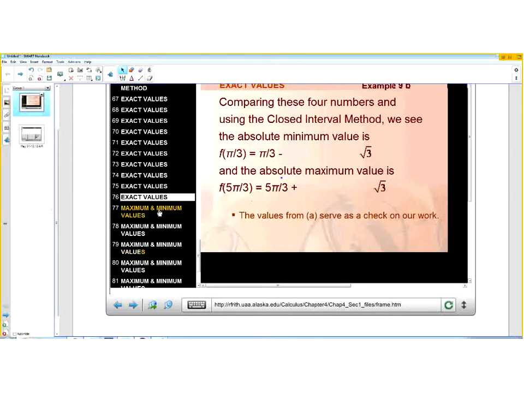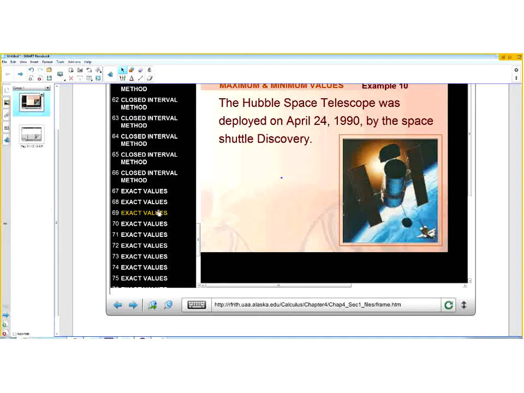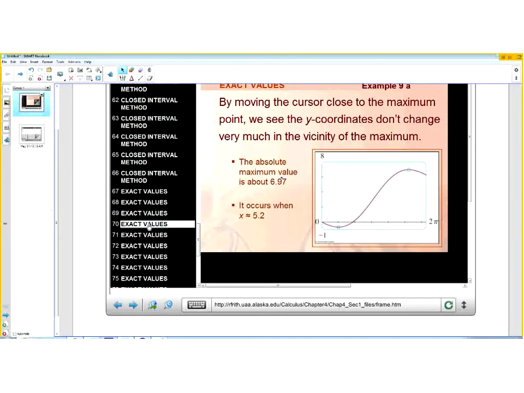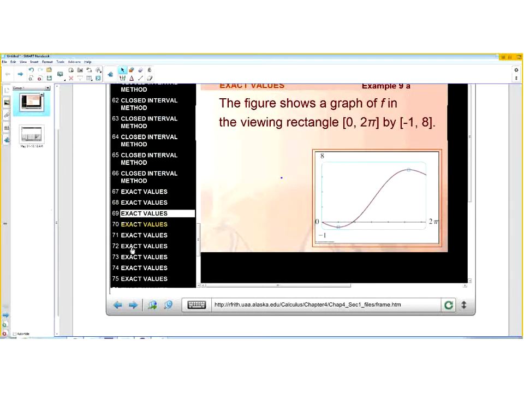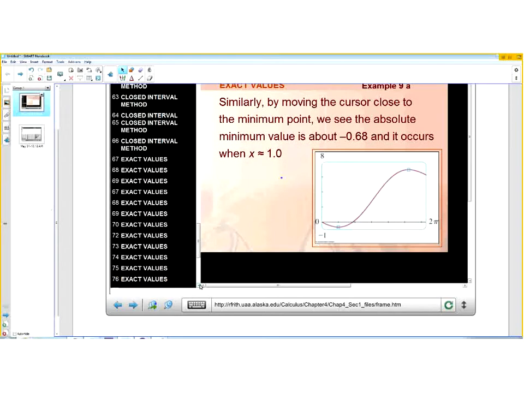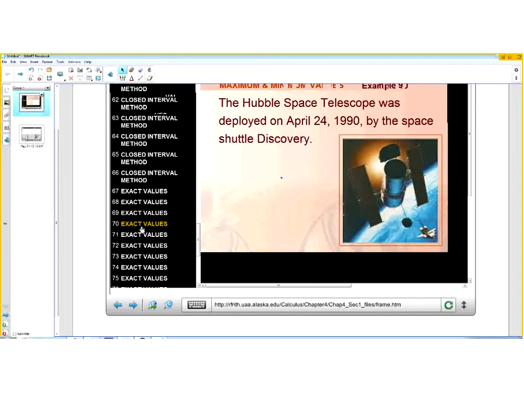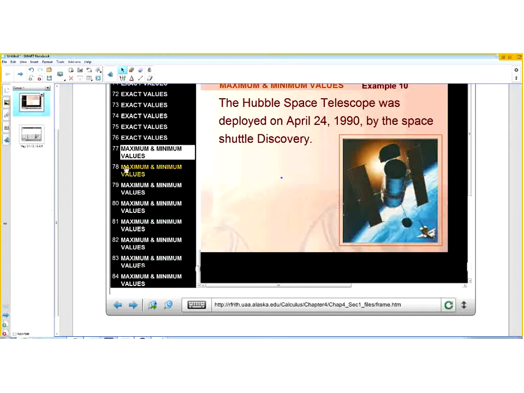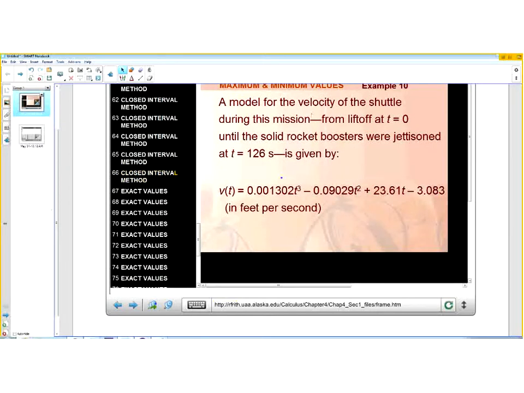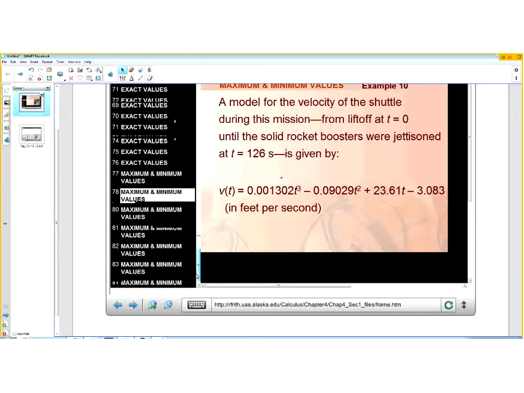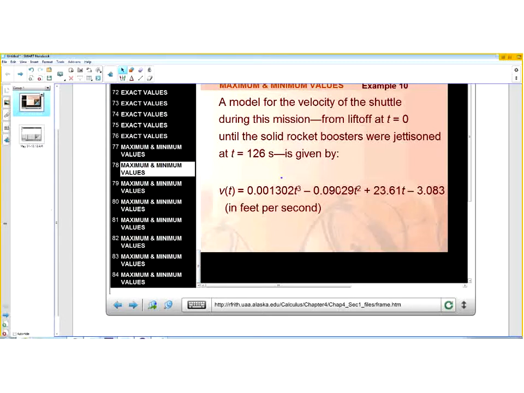Okay, now we talk about the Hubble Space Telescope. What's going on with this? What was the problem? Yes, slide 77. All right, slide 78. A model for the velocity of the shuttle from liftoff at t equals 0 until the solid rocket boosters were jettisoned at t equals 126 seconds was given by this equation in feet per second. Here you have a cubic equation.